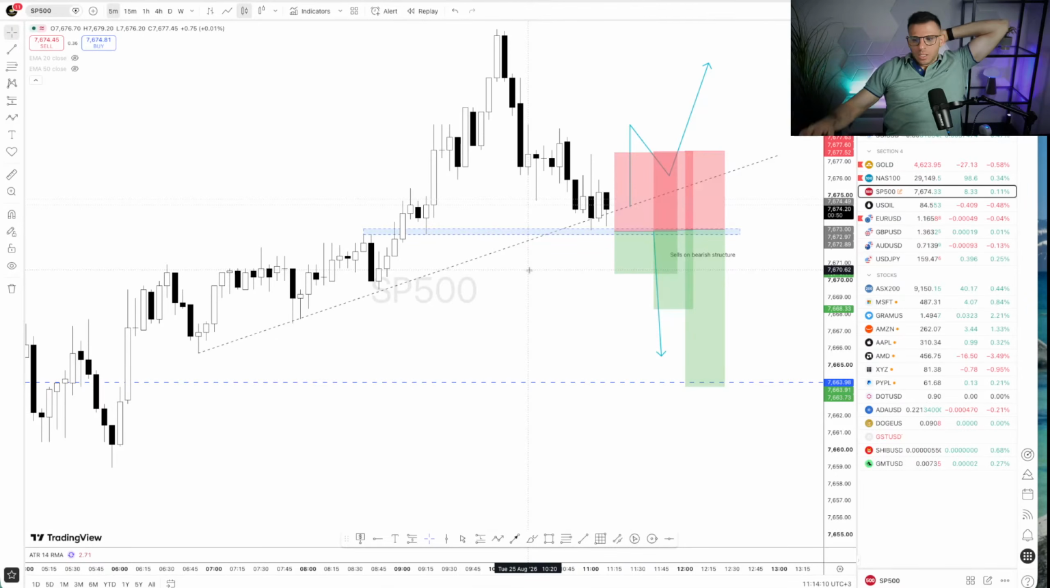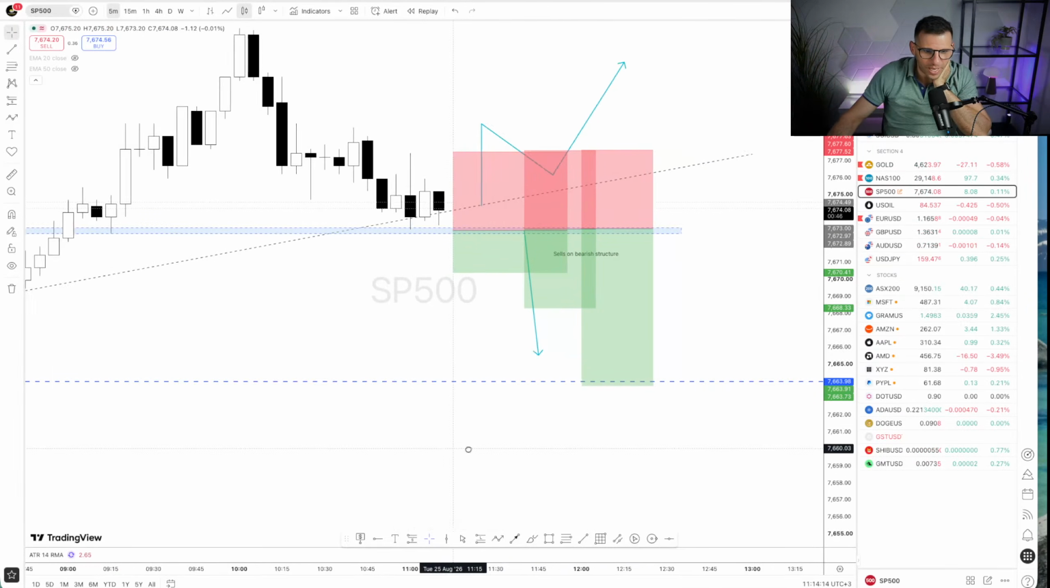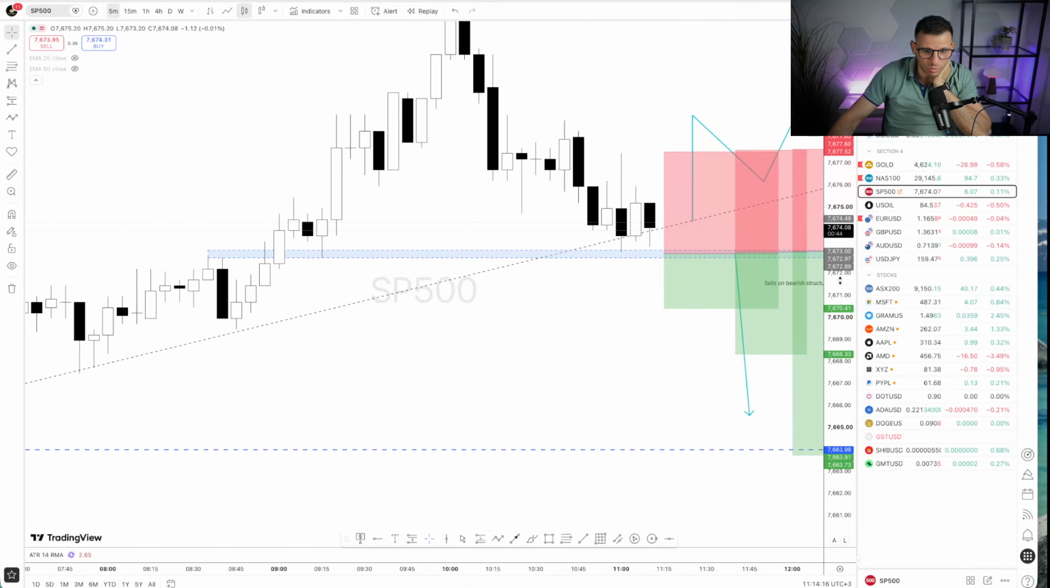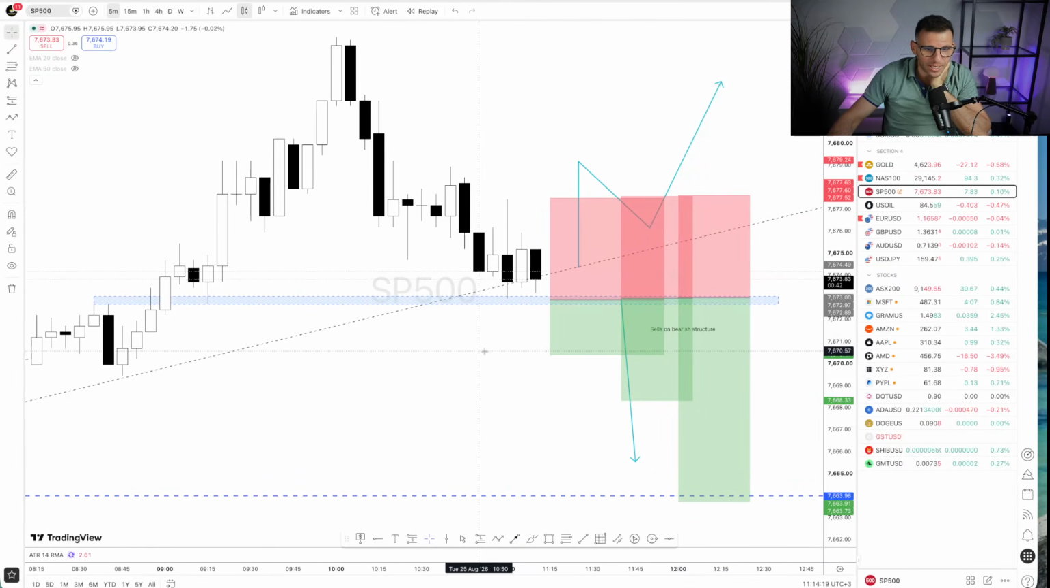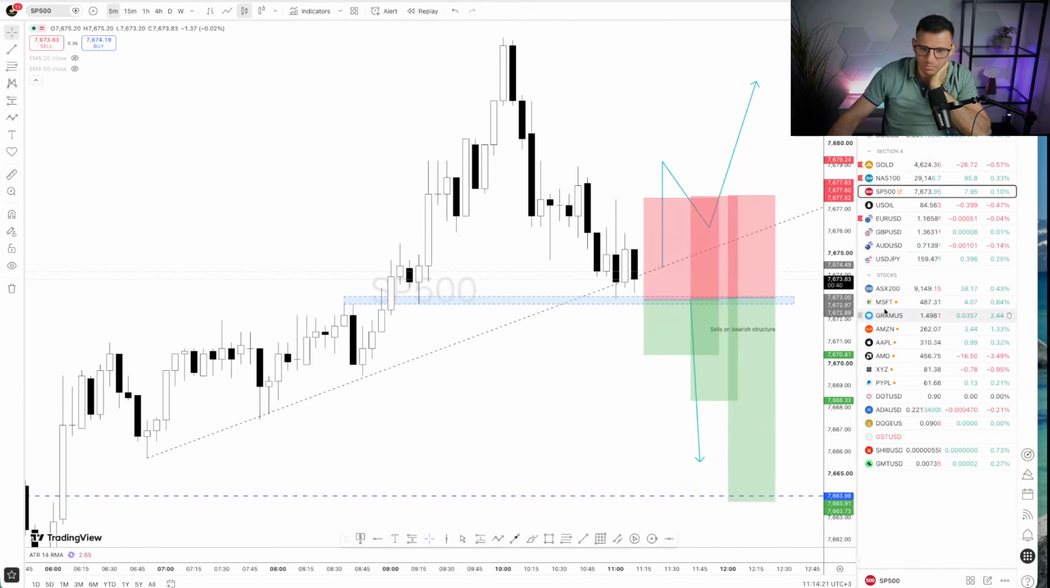So understanding the candlestick formations and using them to get precise entries and have tidy stop losses, guys, is absolutely crucial for trading.